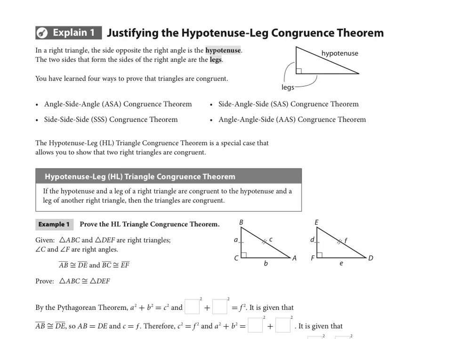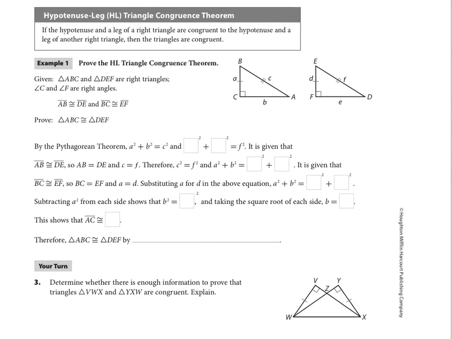Now we're going to talk about the final congruence theorem in the big 5 for congruence, and that is HL, or the hypotenuse leg congruence theorem. It's a special case that can be proven from the other ones in a way. If the hypotenuse and the leg of a right triangle are congruent to the hypotenuse and the leg of another right triangle, then the triangles are congruent. That's the HL theorem. So in example 1, we're actually going to prove that.